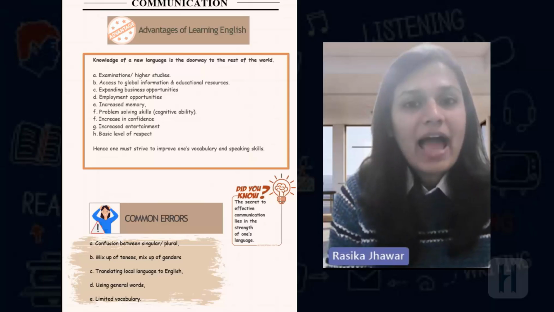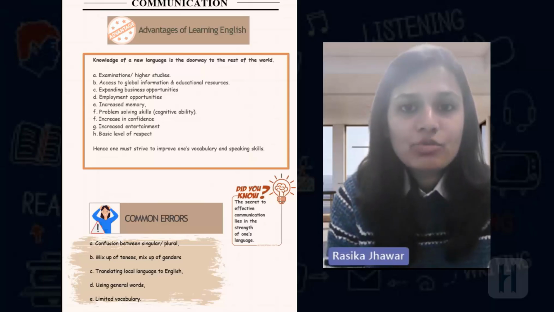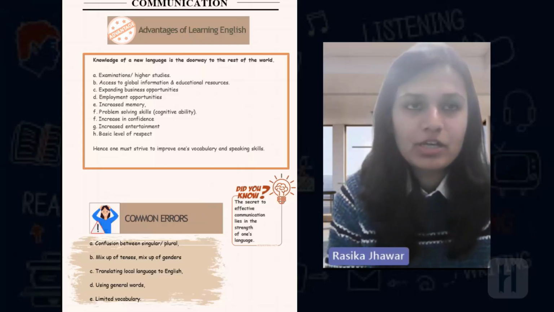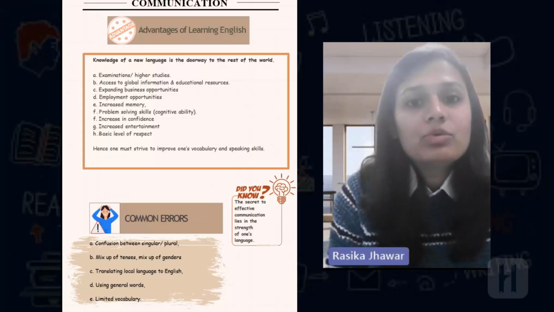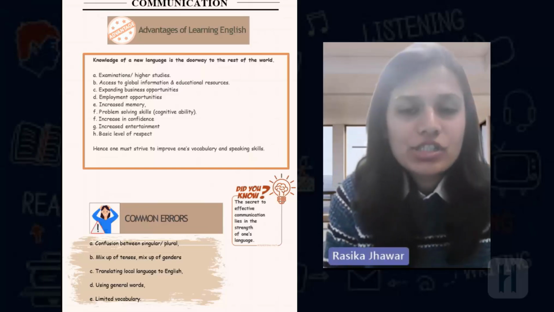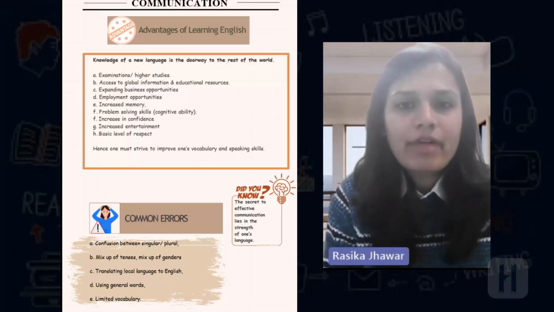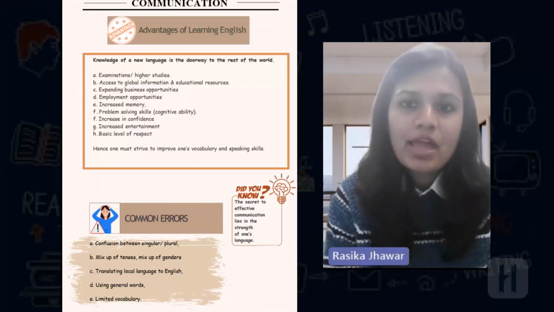Also, you will have avenues of entertainment available before you to explore because you will be able to enjoy English movies, English songs, and English documentaries, and there will be a lot of avenues available for learning.